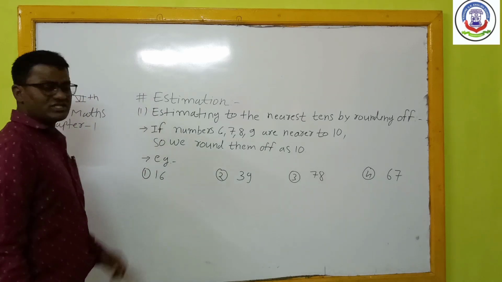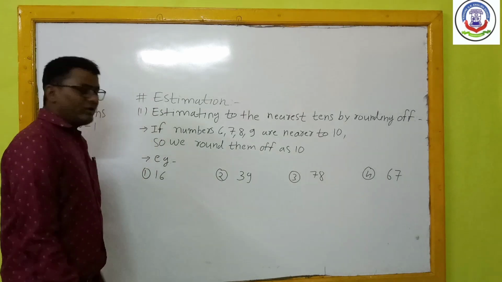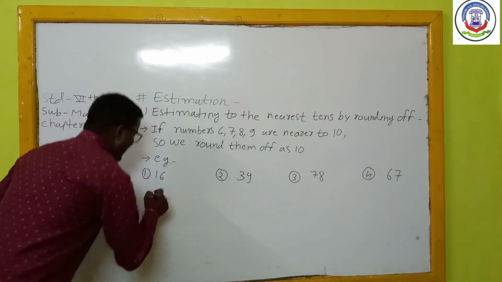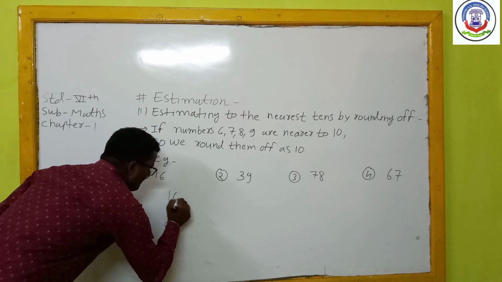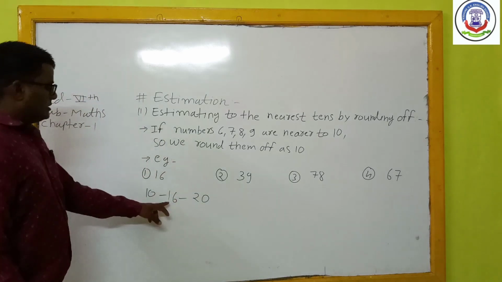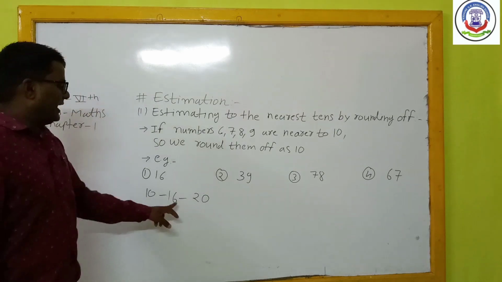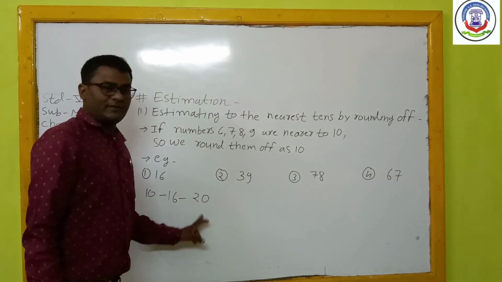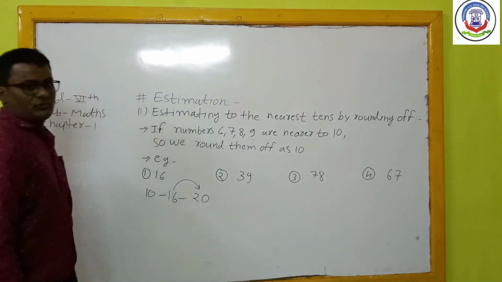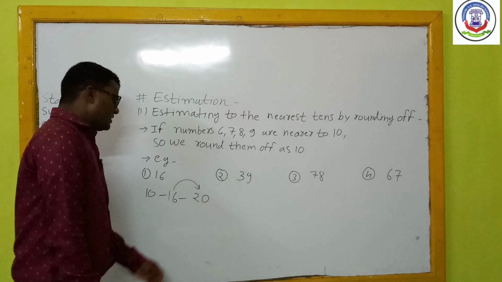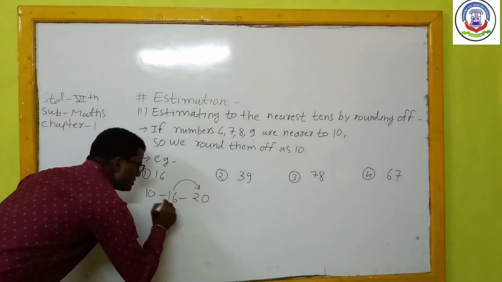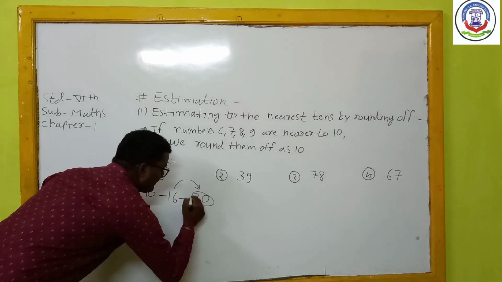Okay students, now in the first example you have given 16. Now you can clearly see that 16 comes between 10 and 20. Now you can clearly see that 16 is nearer to 20. Okay students, now another way, so we will round it off as 20. Okay students, it is our answer.